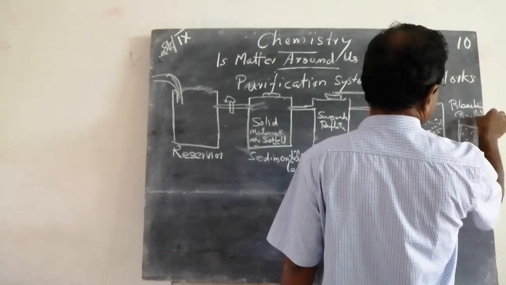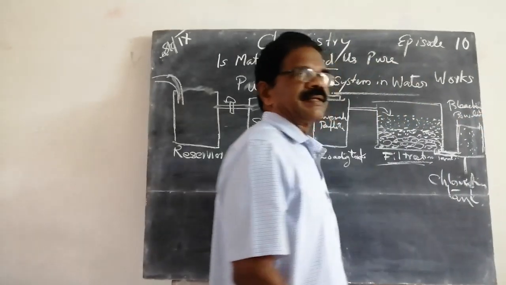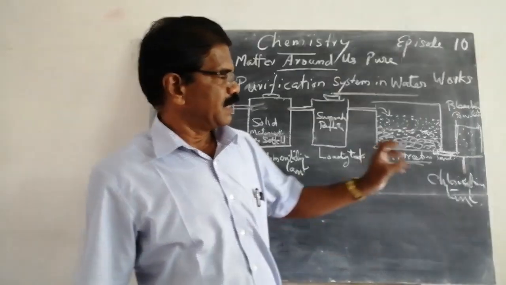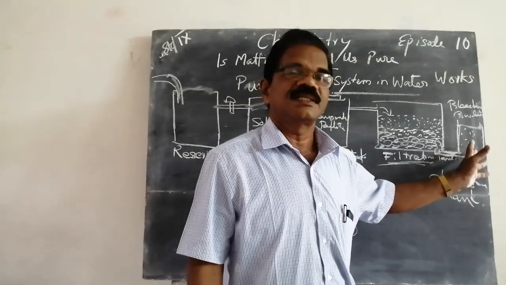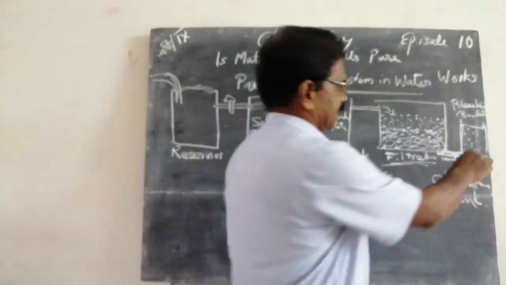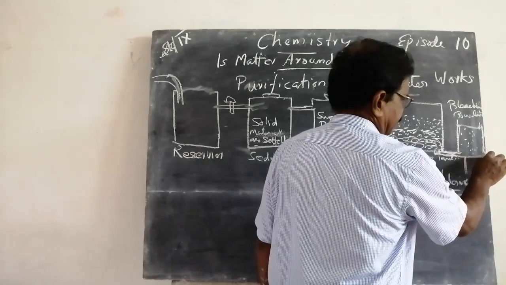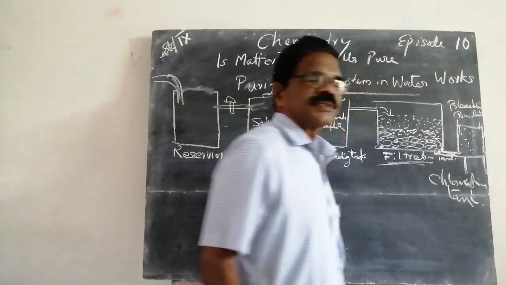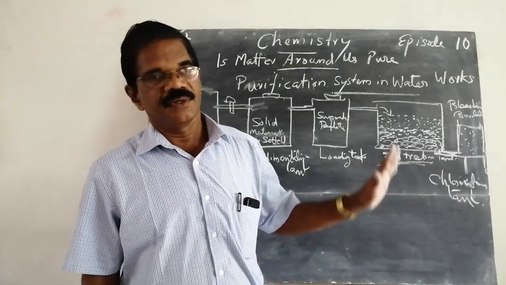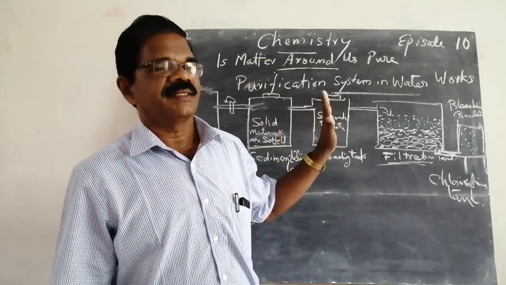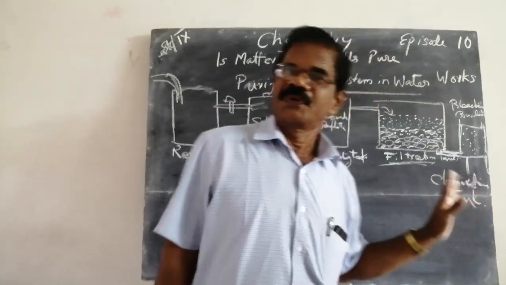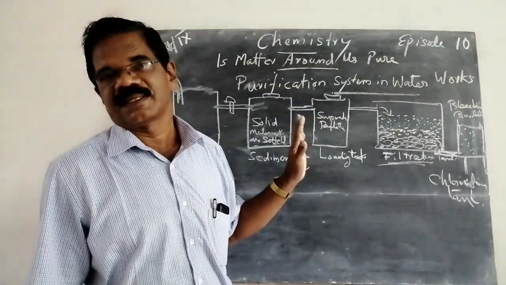Bleaching powder is added to this tank and kept for some hours. After some hours, if any bacteria is still living, it is killed in this chlorination tank. After this, the water is passed on to our crops through pipes. So these are the different steps for the purification of water in the public taps.